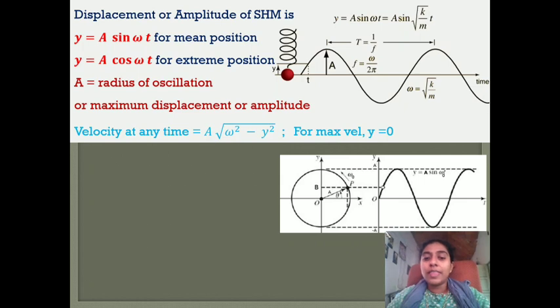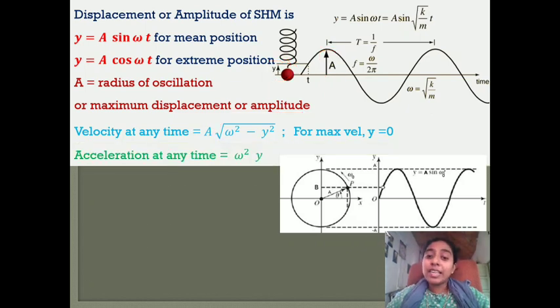Now, the velocity at any time is given as A, that is the maximum displacement or the radius of oscillation, multiplied by square root of omega square minus y square. Y is the displacement. And for maximum velocity, y will be equal to 0. Now acceleration is given as omega square into y.